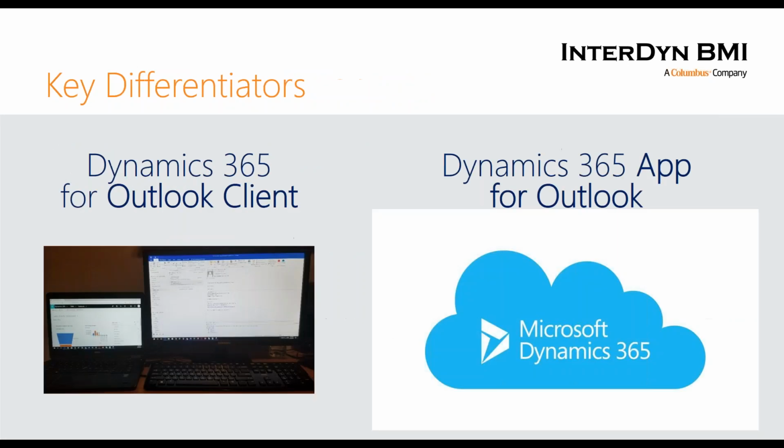So now that we've covered that, let's talk about what the key differentiators are. On the left, we have the Dynamics 365 for Outlook client. This is the application. Again, it's been out for, I think, over a decade at this point, but it's been incrementally upgraded and it doesn't feel like old technology. It's still a very strong piece of technology, but the main distinguishing fact is that it must be installed on an on-premise installed version of Outlook, if you will.